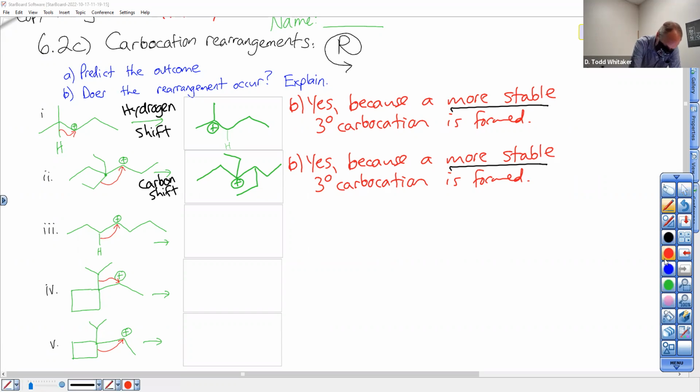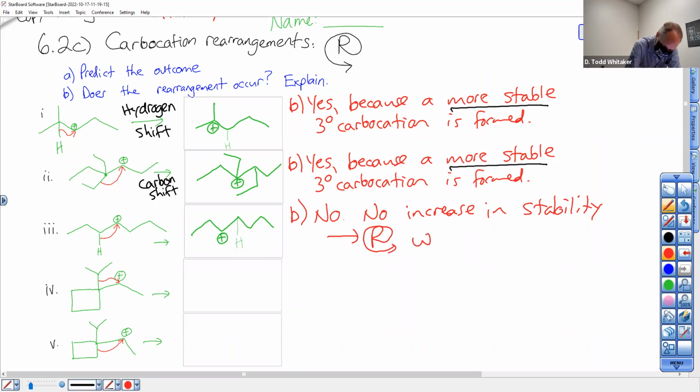I'll give you the B answer. No. It doesn't happen because it goes from one secondary carbocation to another. There's no reason for it to happen. That's why it doesn't happen. No gain in stability, no reason for it to happen. No increase in stability. Rearrangement will not occur. Yes, that's my symbol for rearrangement.